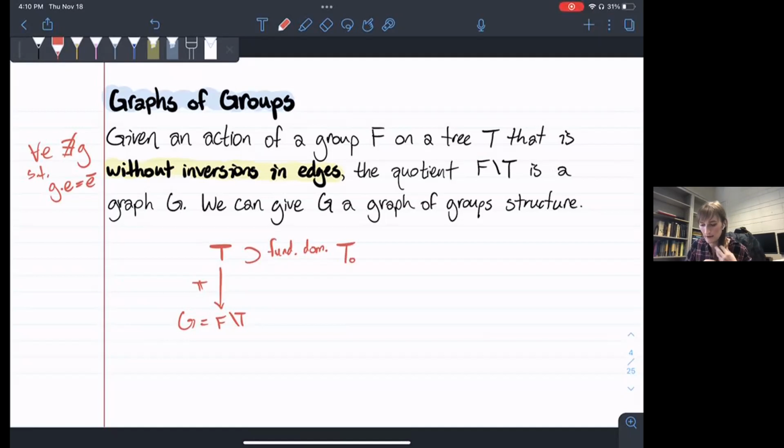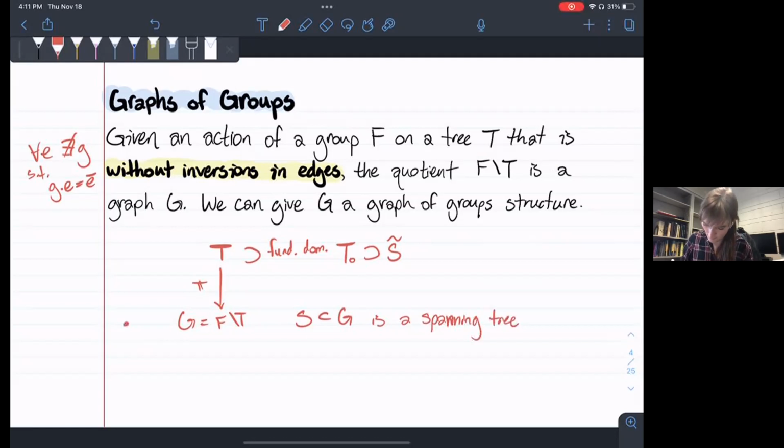The point of the fundamental domain is that it contains one edge for every edge of the graph G. So one edge for every quotient. Inside this fundamental domain, I can take something that projects to a spanning tree for G. So if S inside G is a spanning tree, a tree that meets every vertex of my graph G, I can lift it. So maybe I'll draw a picture.